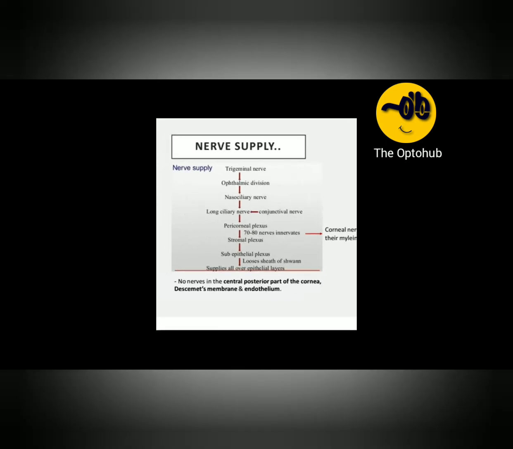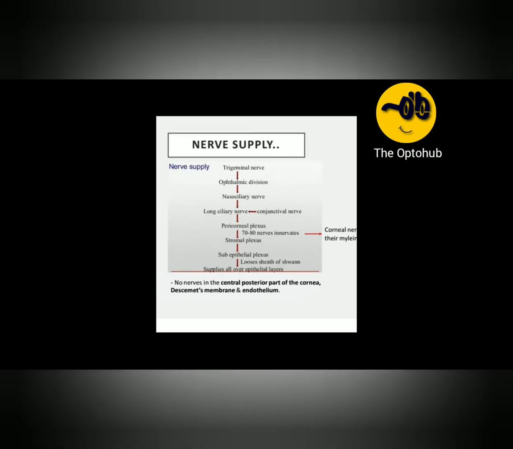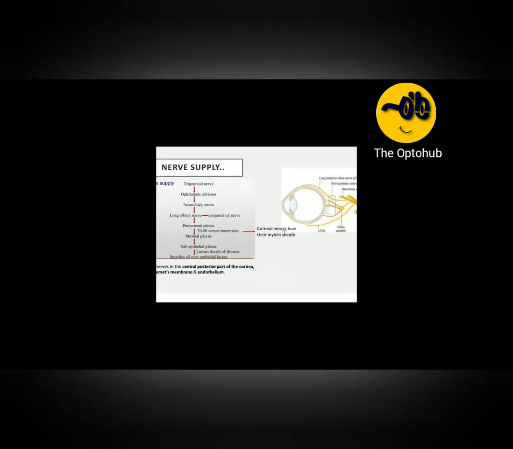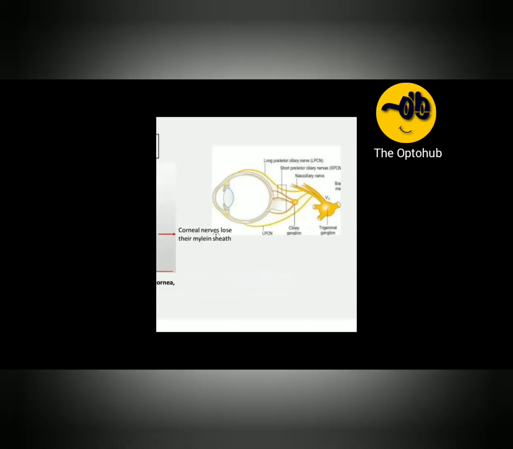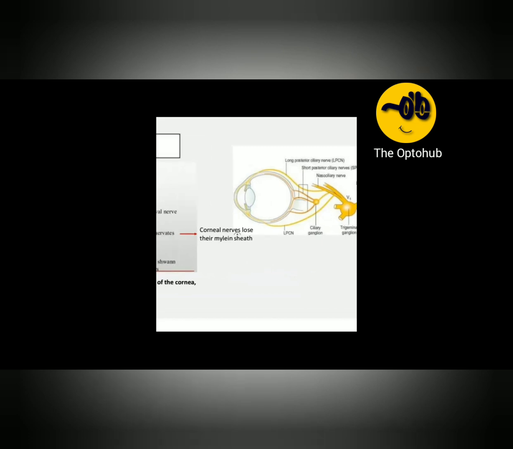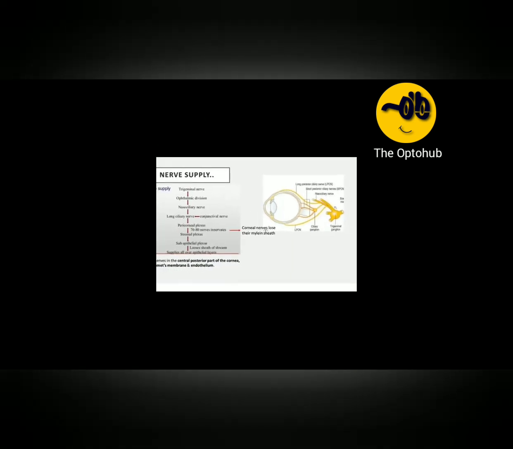There are no nerves in the central posterior part of the cornea, the Descemet's membrane and the endothelium. Except for these layers, all of the corneal parts are very rich in nerve supply. You can see in the picture the divisions of the nasociliary nerve: the short posterior ciliary nerves and the long posterior ciliary nerves, out of which the long posterior ciliary nerve supplies the cornea after further dividing.